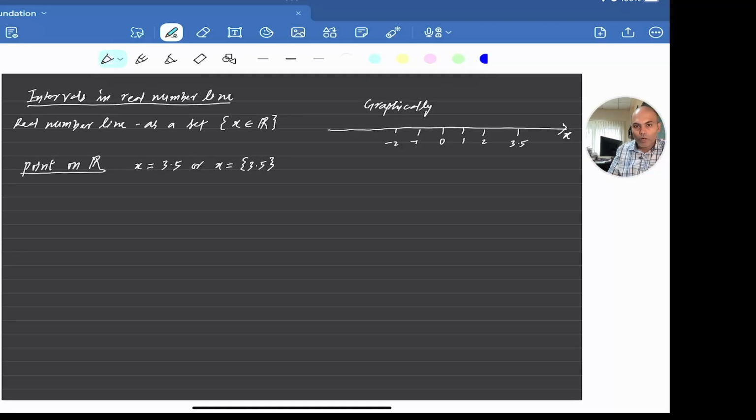which includes one element. So the set X includes only one element in this case, and graphically we can represent this point by drawing the real number line, and exactly when X equals 3.5 we mark a point, so we draw a solid circle.